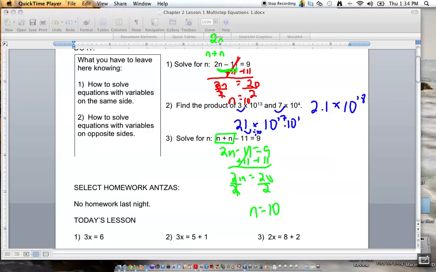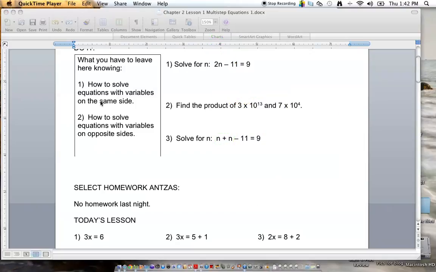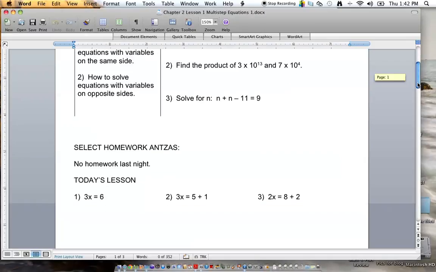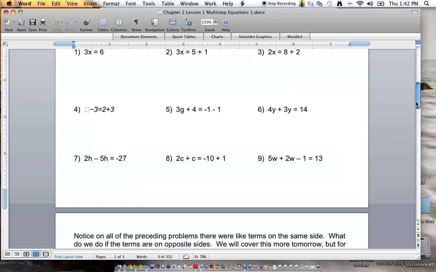Okay? Now, wait till we're through today's lesson. You confused me. What was that? Number 1? Oh, okay. Well, we're going to go over it right now. Number 1 is actually unbelievably easy. 3x is equal to 6. There's only one step. The x is being multiplied by 3. What's the opposite operation? Division. Divide by 3. X equals 2.